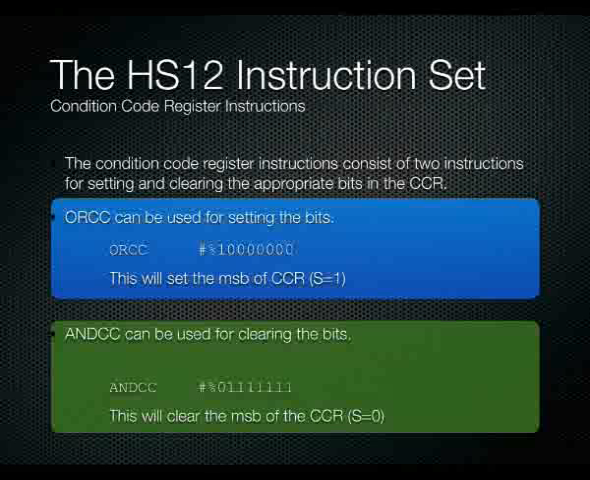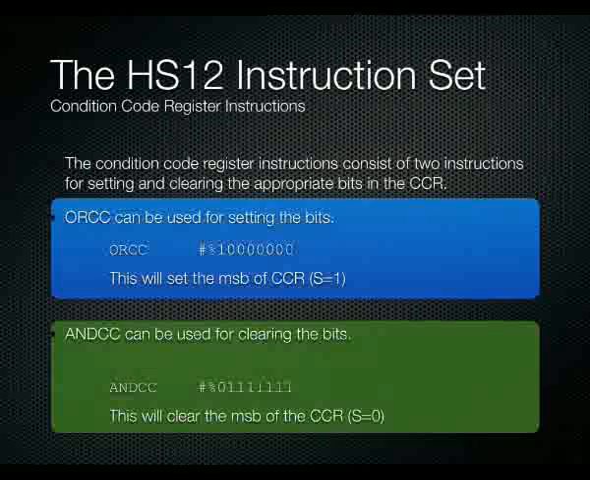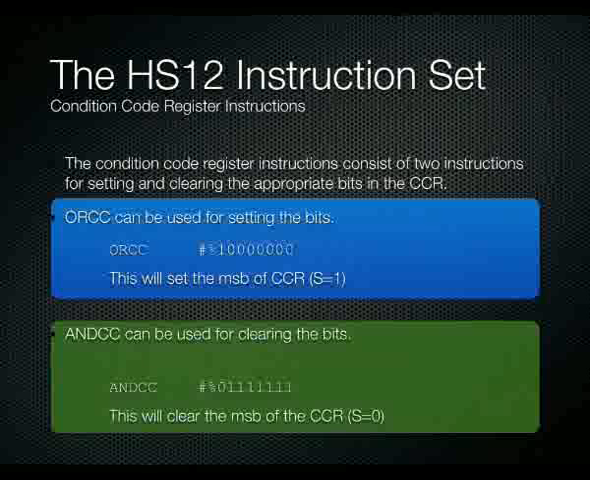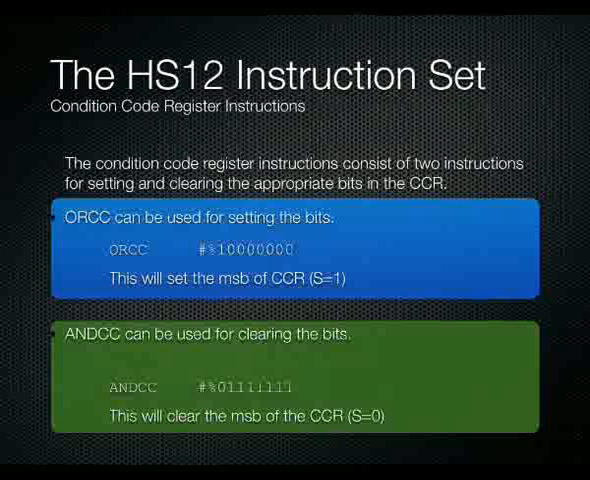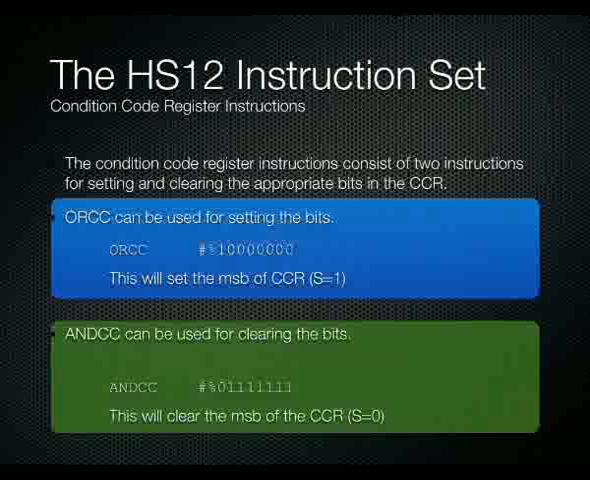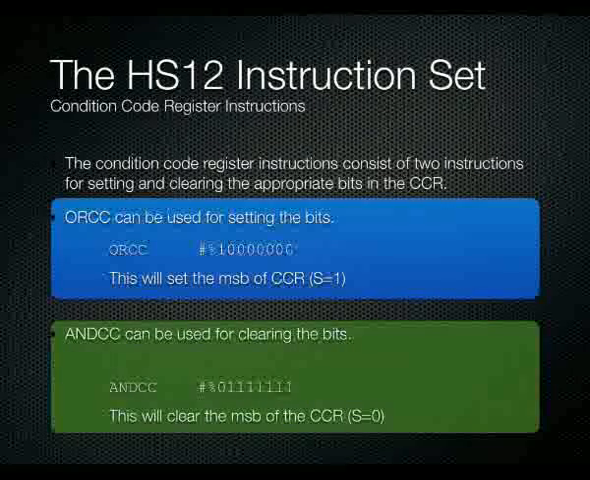Okay. When you want to clear bits in the condition code register, you use the AND-CC command, and you give it the negation of the bit you actually want to clear. So in this example here, we've got OR-CC 1000000, so we've got the most significant bit set to 1, which means that it will actually set the stop bit. With the AND-CC, we've simply given it AND-CC 0, 1, 1, 1, 1, 1, 1. So the most significant bit in this case is 0. Therefore, this will actually clear the stop bit inside the condition code register. So using those two commands, we can actually set or clear the various bits of the condition code register.